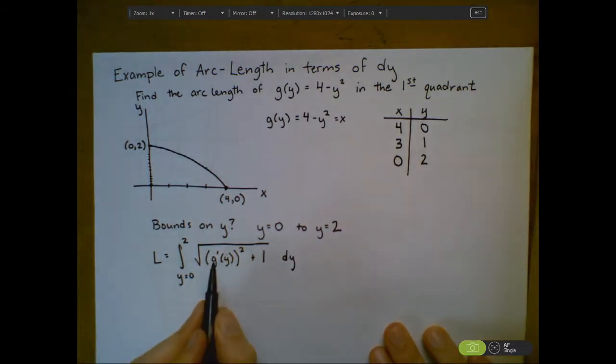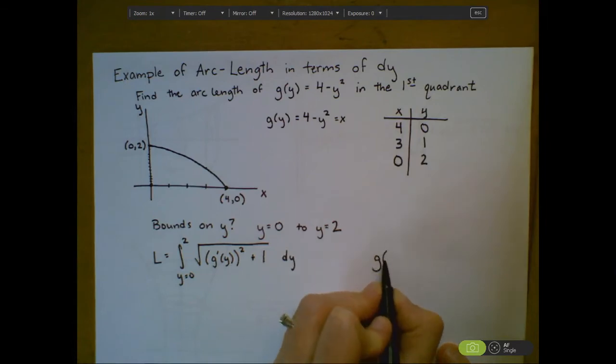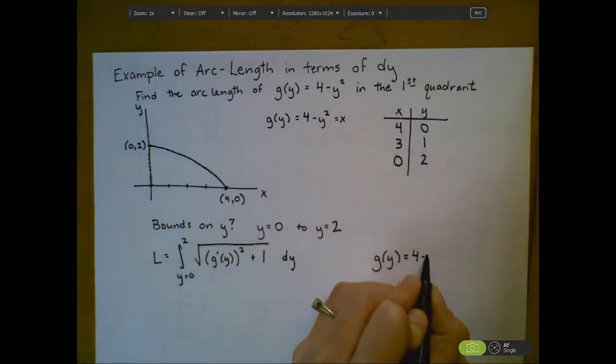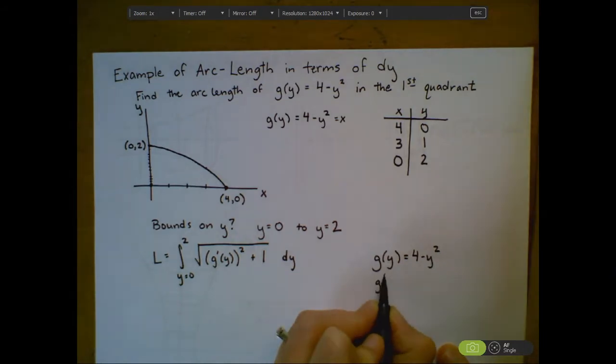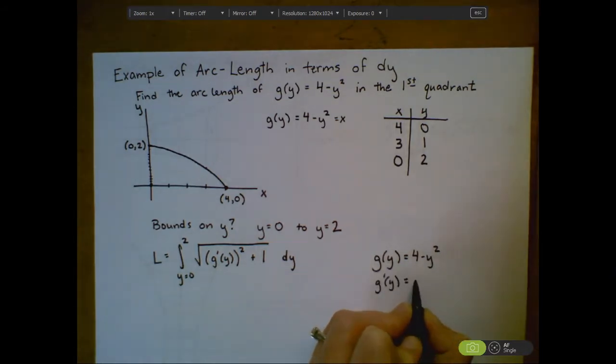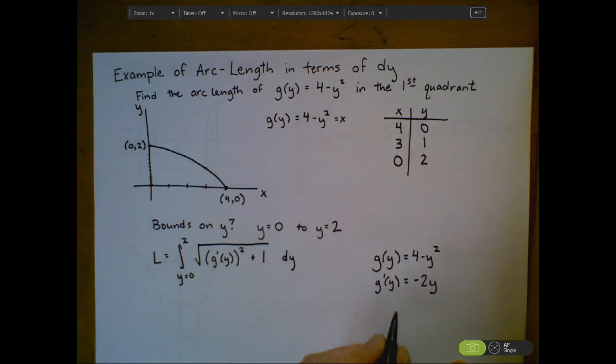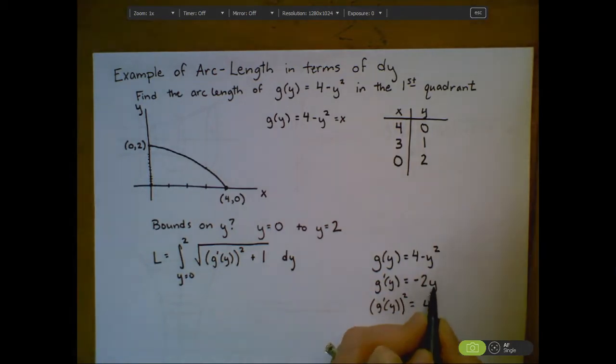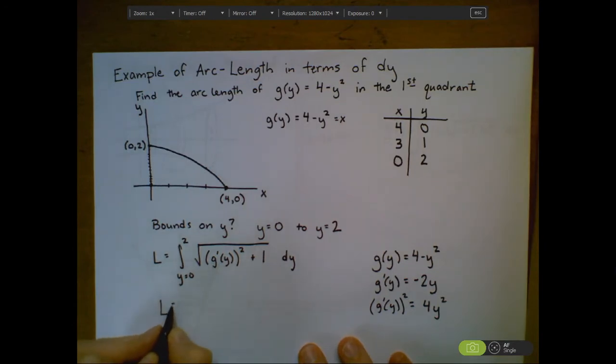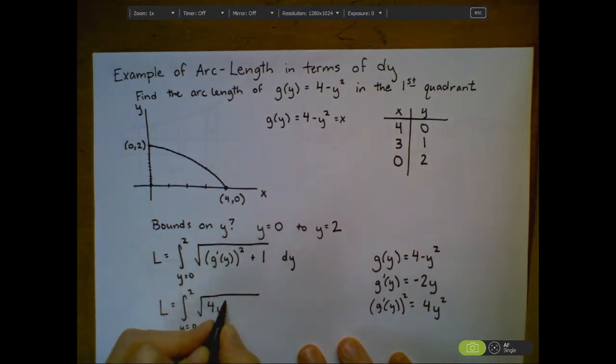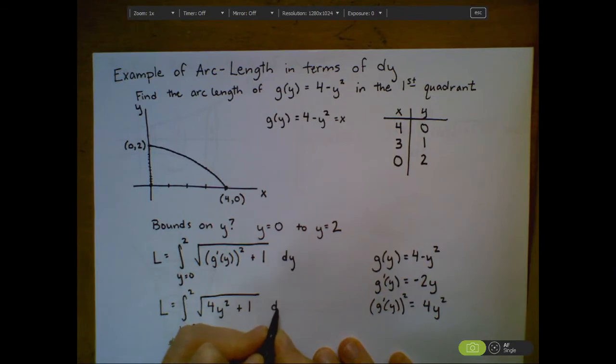And we can do a little scratch work. This is pretty easy to find the derivative of, because g of y is equal to 4 minus y squared. That means g prime of y is going to be equal to negative 2y, and g prime of y squared, I'm going to square this. That means the negative 2 is squared and becomes 4, and the y is squared and becomes y squared. So that means that this arc length is going to be from y equals 0 to 2 of the square root of 4y squared plus 1 dy.